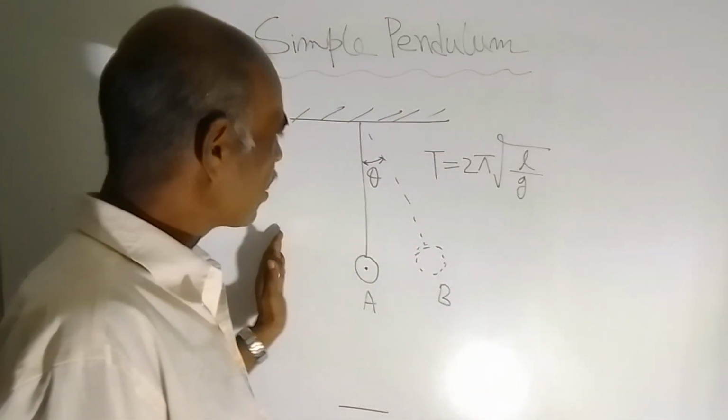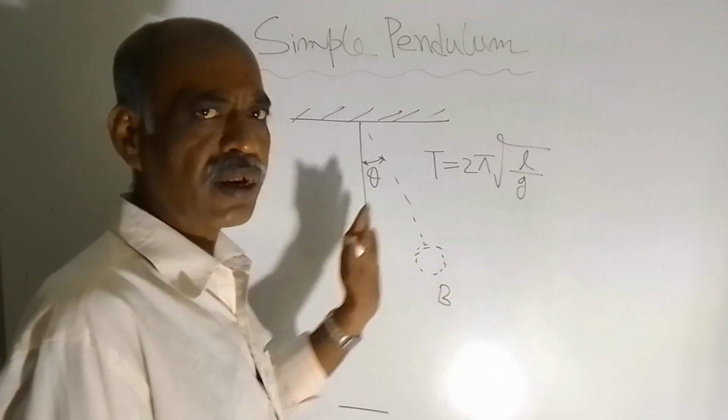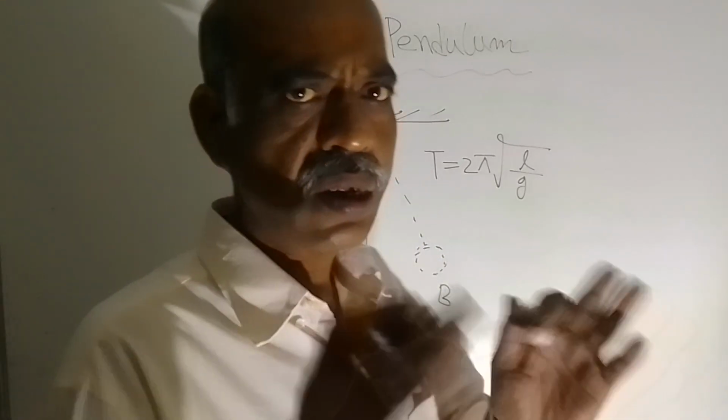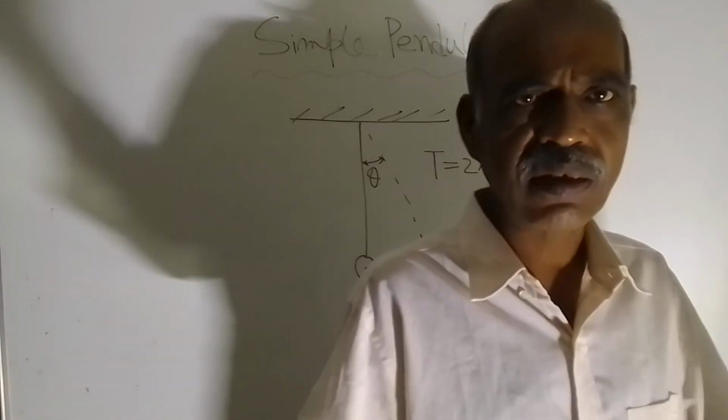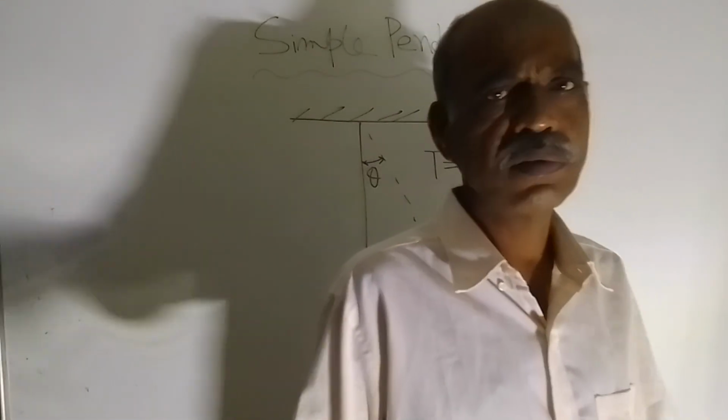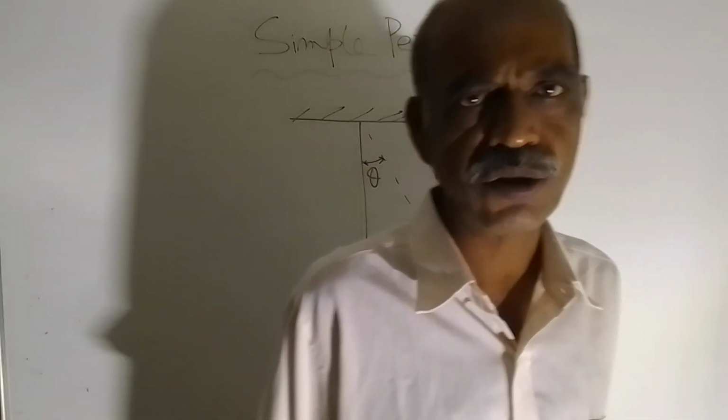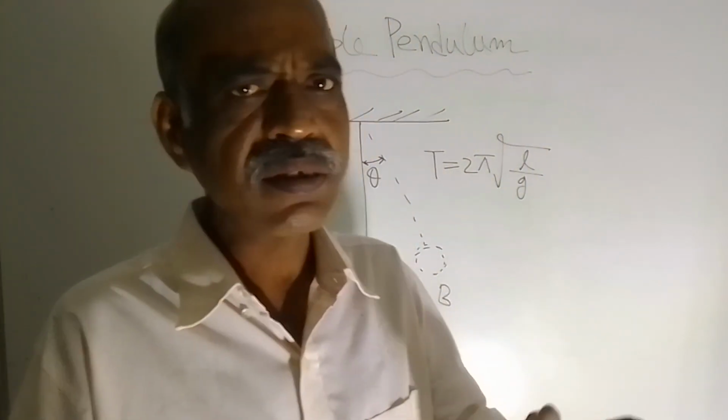For leftward motion and rightward motion, one complete leftward and rightward motion, the time taken for that is called the time period of oscillation. So all these things are known to you.